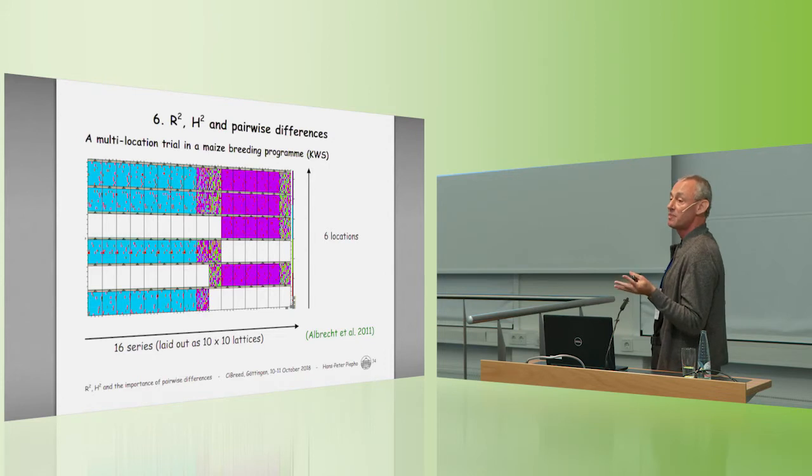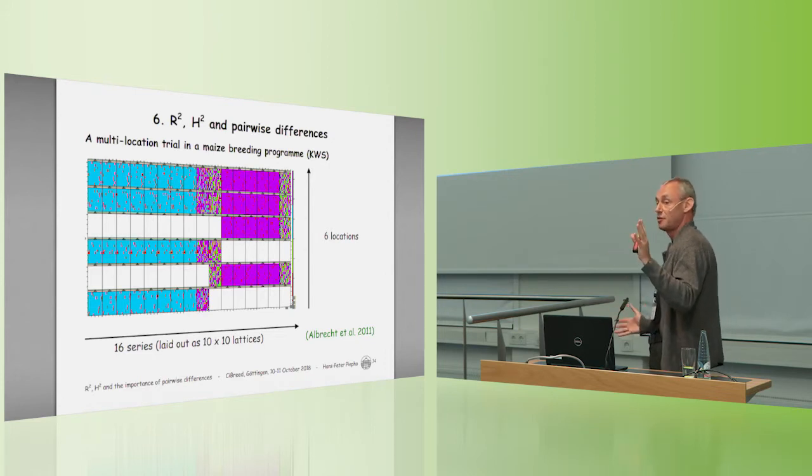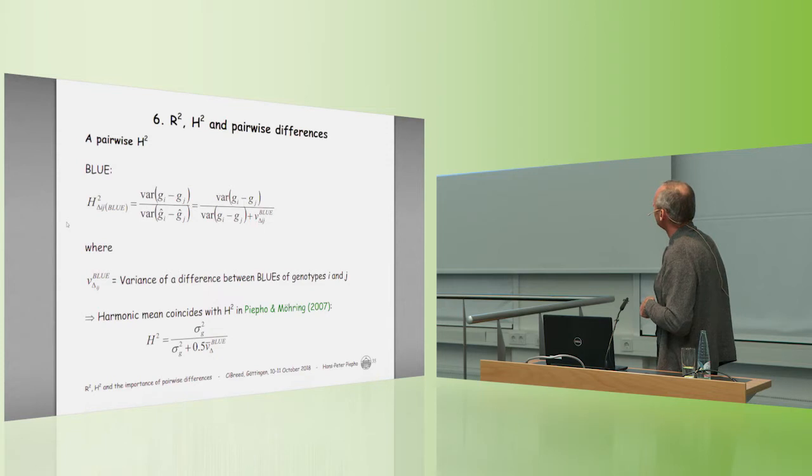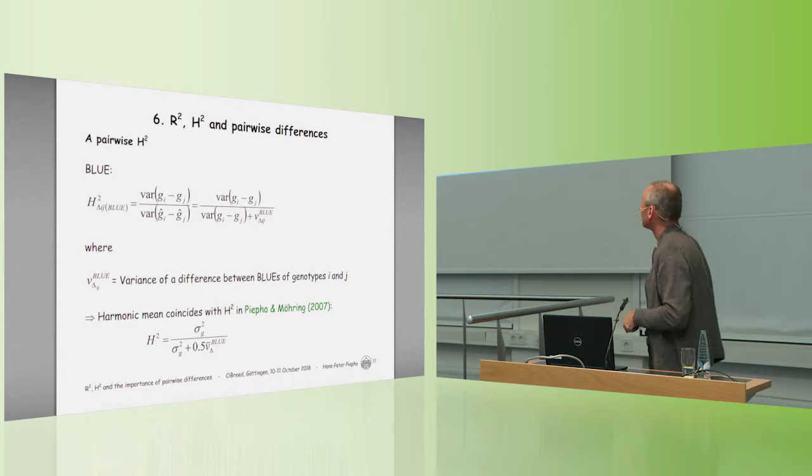So these means will all be correlated with each other. The variance will be heterogeneous. So it's not that easy. It's not that obvious how to define phenotypic variance. And that's why we came up with the idea to focus on these pairwise differences in defining heritability.